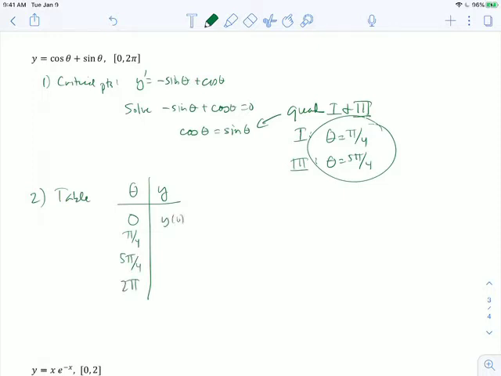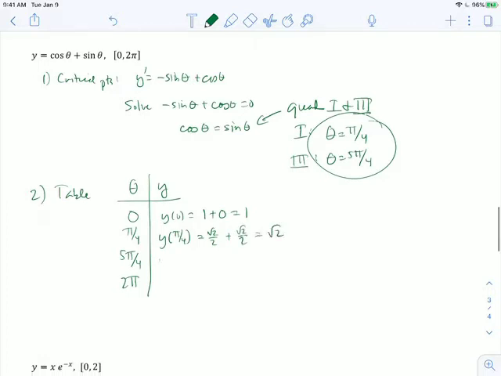And so y of 0, cosine of 0 is 1, sine of 0 is 0. And we've commented that cosine of pi over 4 is the square root of 2 over 2, as is the sine of pi over 4. And when I add those together, I get the square root of 2. And at 5 pi over 4, I'm going to get the opposites. They're both negative square root of 2 over 2. When I add those together, I get negative square root of 2. And then finally, y of 2 pi is going to give me 1 plus 0, or 1 again.